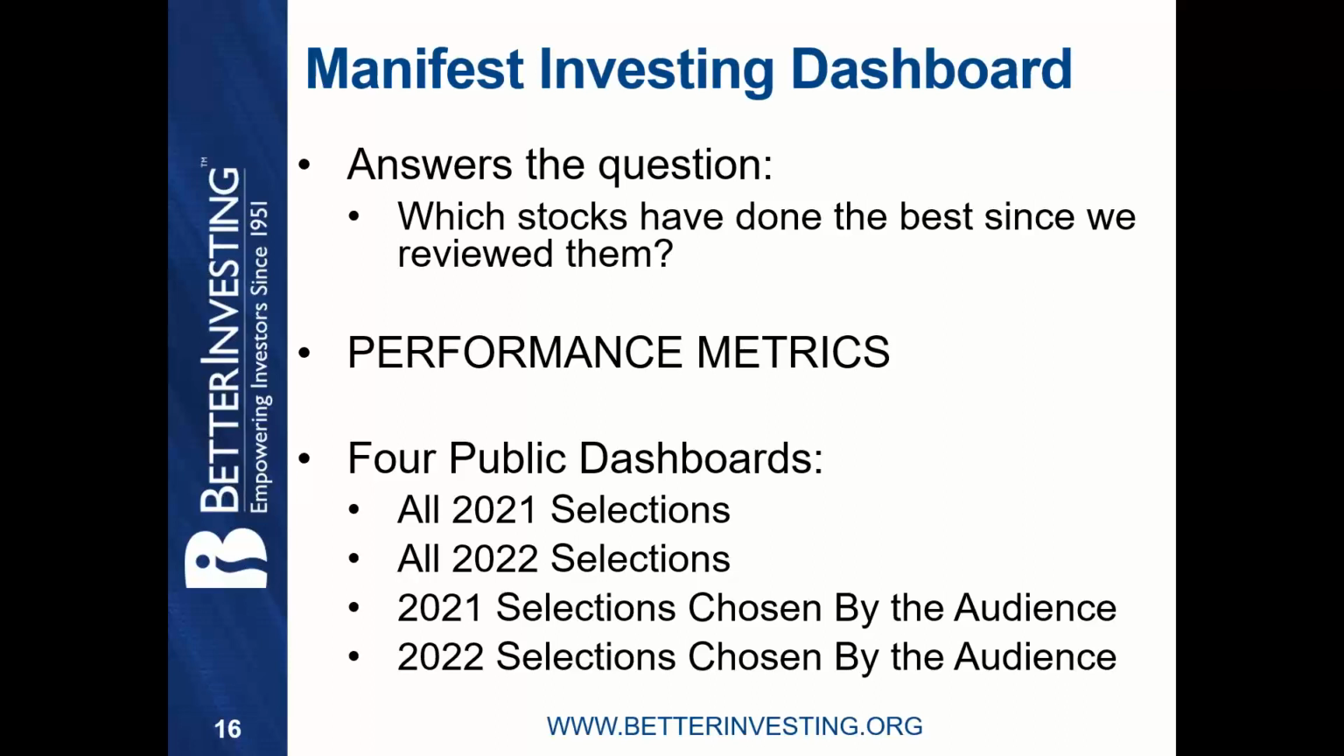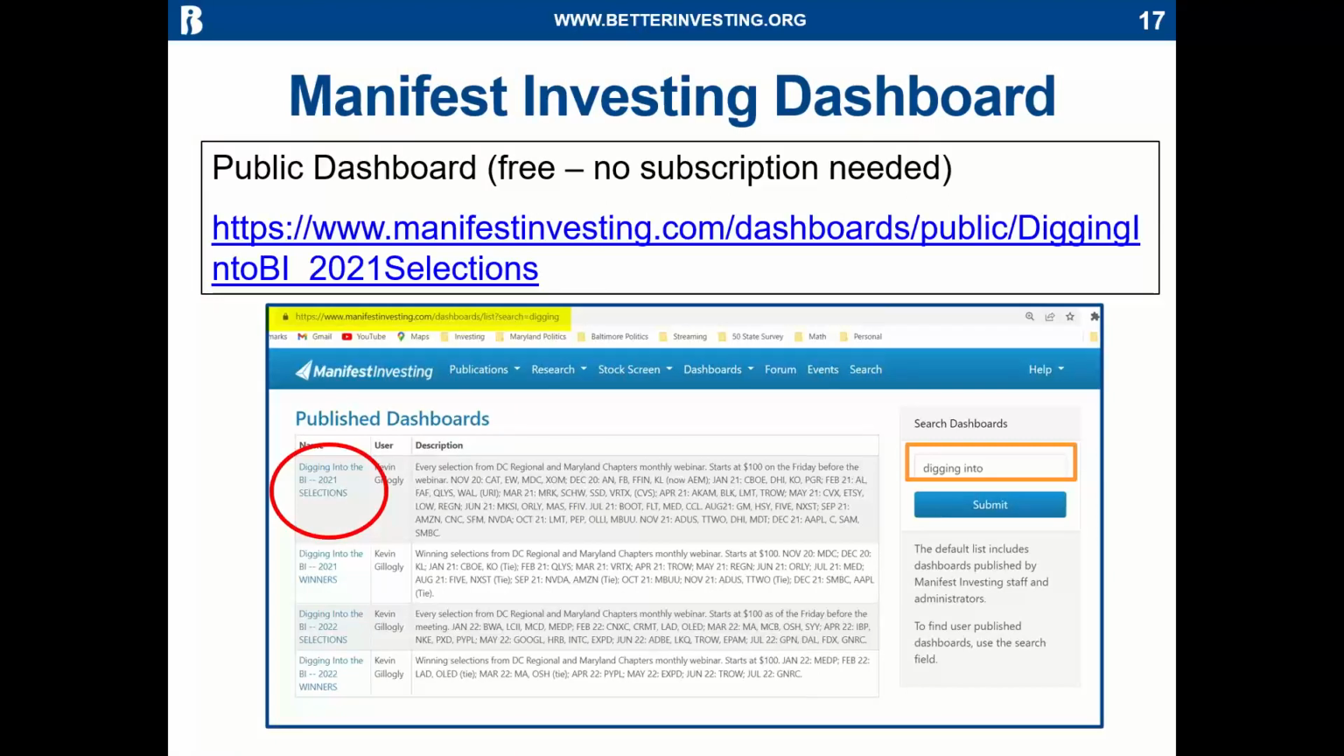There are 4 public dashboards, and if it's a public dashboard, you don't have to be a member of Manifest to see it. On the next slide, or in a couple of slides, I'll have the links to take you to it. We have them broken down into the selections from the first year, 2021, the second year that we're currently in, and those that were selected as the winners from the audience. You can find that here on the next slide.